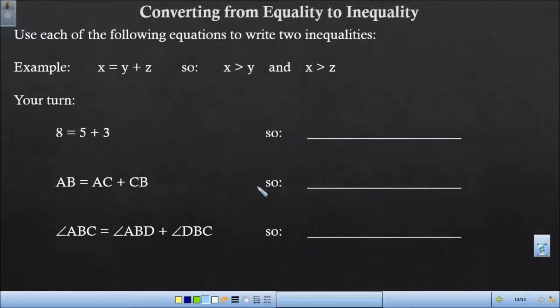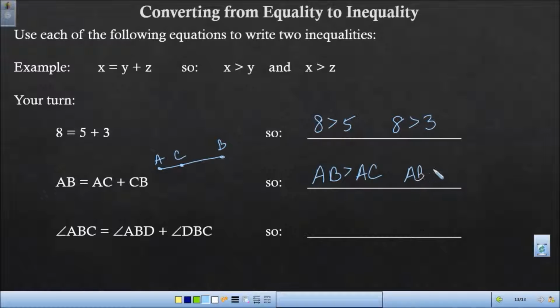In this slide, we note that we can convert inequality anytime we have an expression like this, so that x is larger than both y and z. Then we know that 8 must be greater than 5 and 8 is greater than 3. Or if we have a segment addition, a line segment AB with a point C on it so that AC plus CB is equal to AB, this means that AB is larger than either of the two pieces that make it up, which totally makes sense. This second one here is an angle addition, same kind of deal.